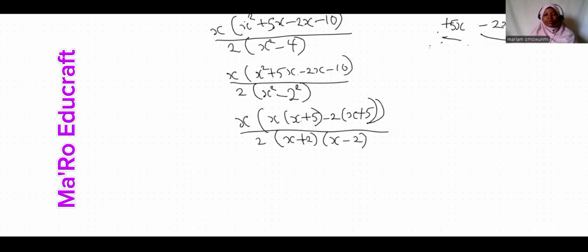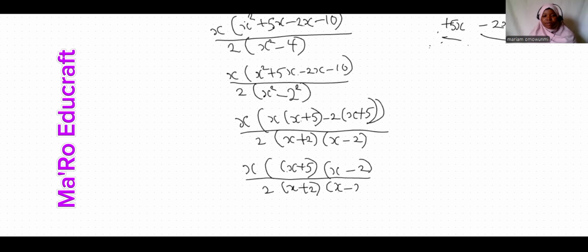And let me give you a clue. When you are doing factorization, the brackets here must be the same as the brackets here. Please take note. Since they are the same, we just pick one of them, which is x plus 5, then we pick the outer one, which is x minus 2. x minus 2 over 2, x plus 2, x minus 2.